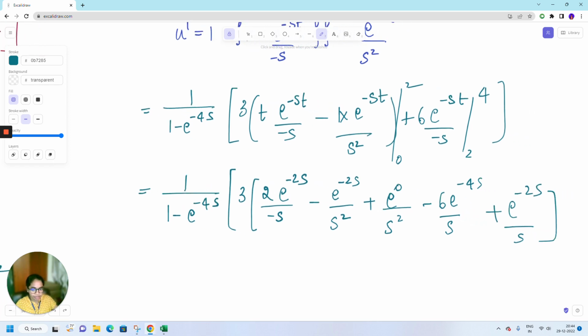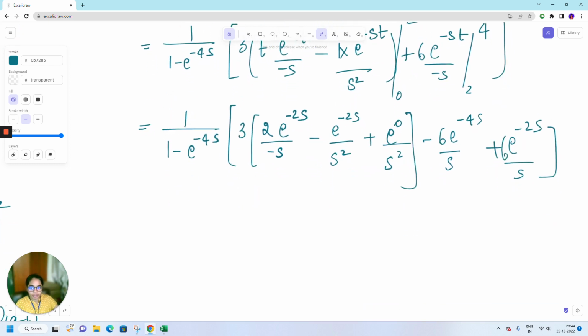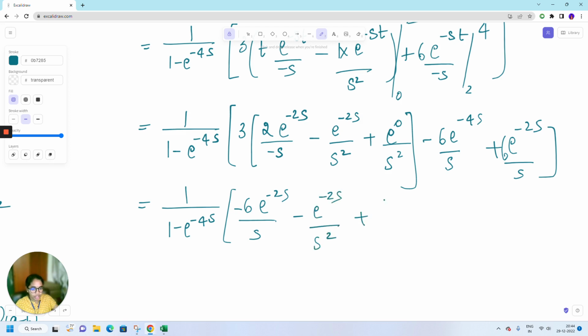Okay, so yes, even here I have a 6, right? Okay, so 3 would be multiplied only till here. So what do I have now? 1 minus e power minus 4s. Okay, 3 2s are 6, e power minus 2s divided by s. There is a negative, minus e power minus 2s divided by s square plus 1 divided by s square minus 6 e power minus 4s divided by s plus 6 e power minus 2s divided by s.